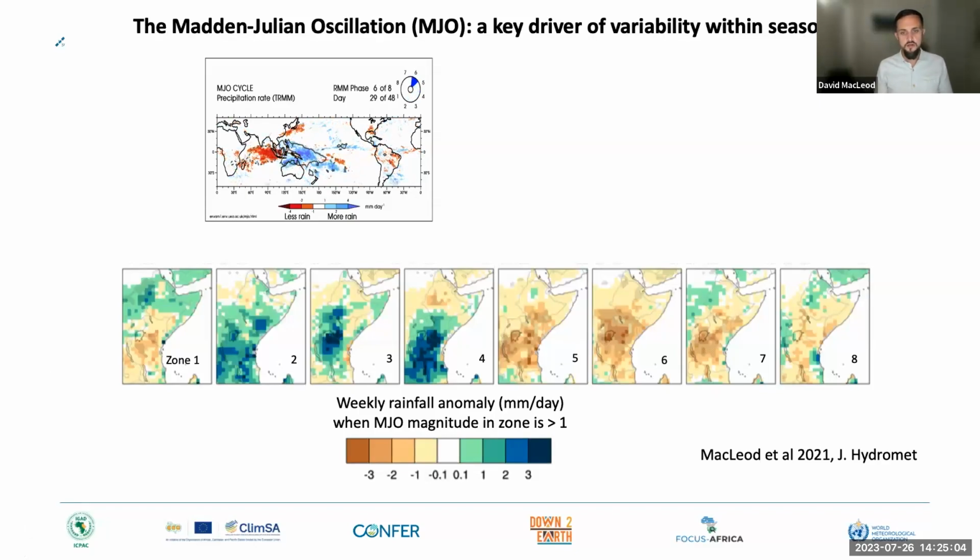And this is just one analysis of one particular data set. There's uncertainties here. This isn't a definitive high resolution picture of where the MJO will have impacts, but it gives a general idea, which is consistent with other studies, that when the MJO is in zone 2, 3, or 4, we expect it to be wetter than normal in the region.